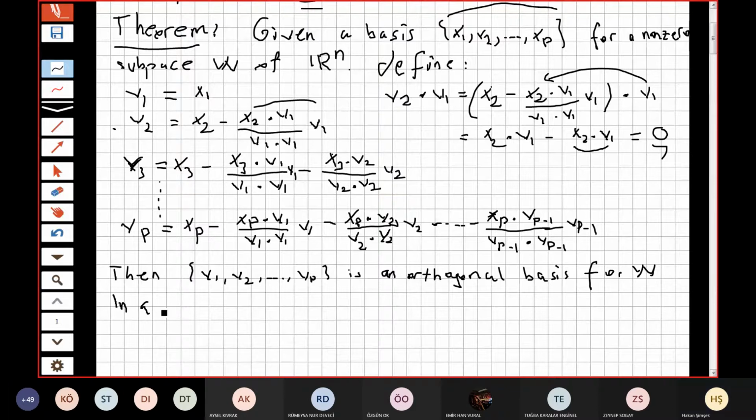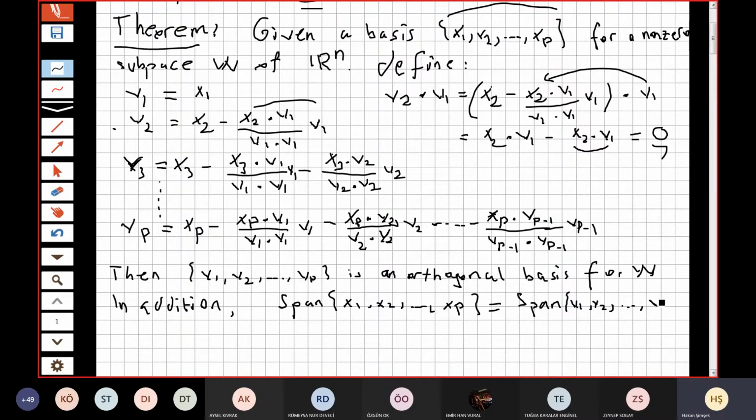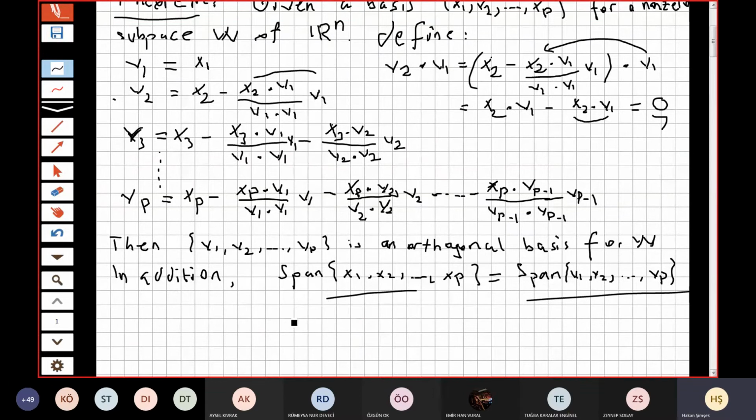Because in addition, the set spanned by the vectors given here, x1, x2, and so on up to xp, is actually equal to the set spanned by V1, V2, and so on up to Vp. Therefore, we can take the set containing the vectors V1, V2, up to Vp as a basis for the subspace, and also it is an orthogonal basis.